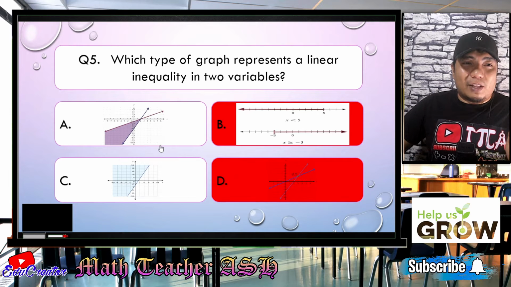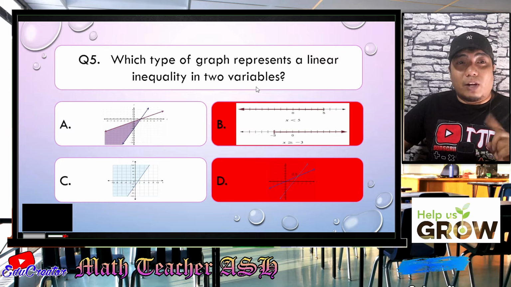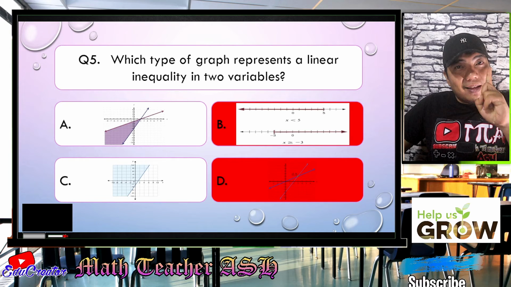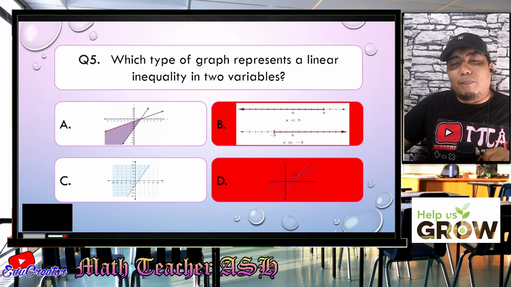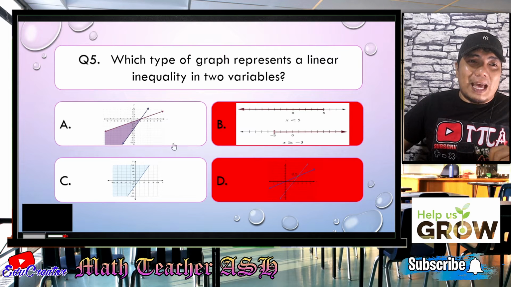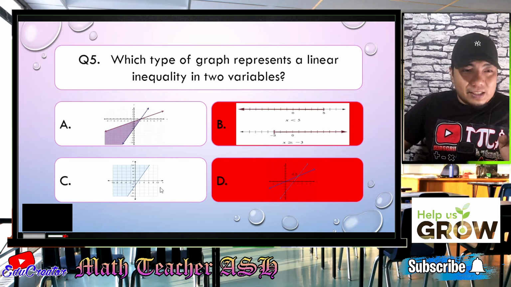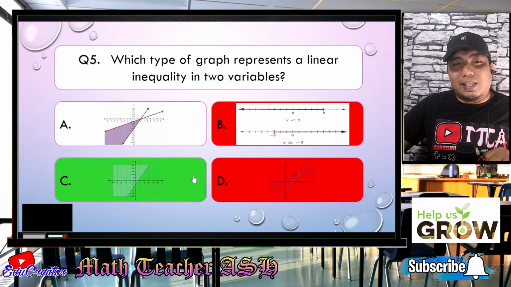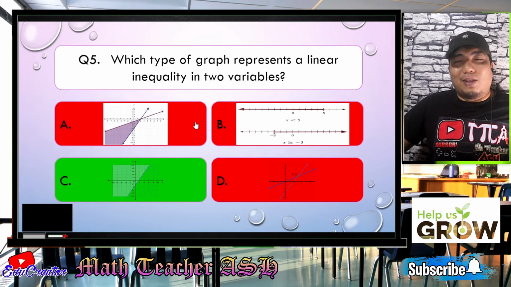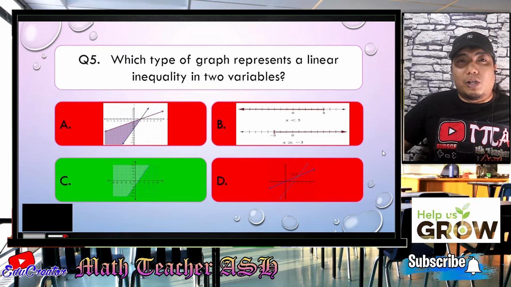Now, how about letter C? We are talking here about a linear inequality in two variables, so we are talking about one linear inequality. If it is one, then the half plane that represents it is, of course, letter C. All right, my dear math learners. Easy, right? Very easy. So now let us go to question number 6.